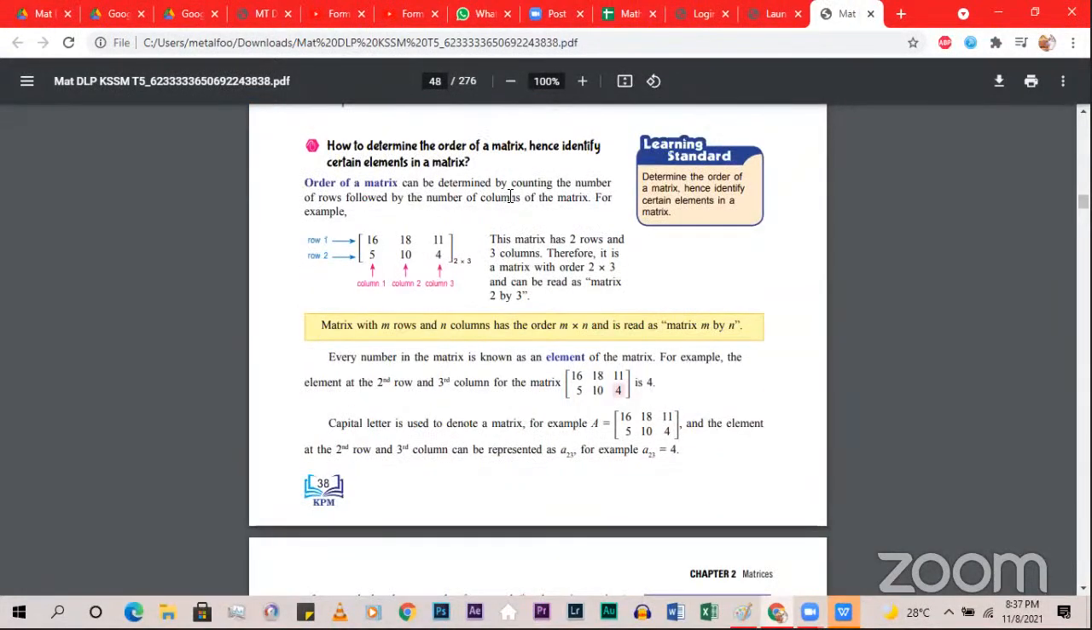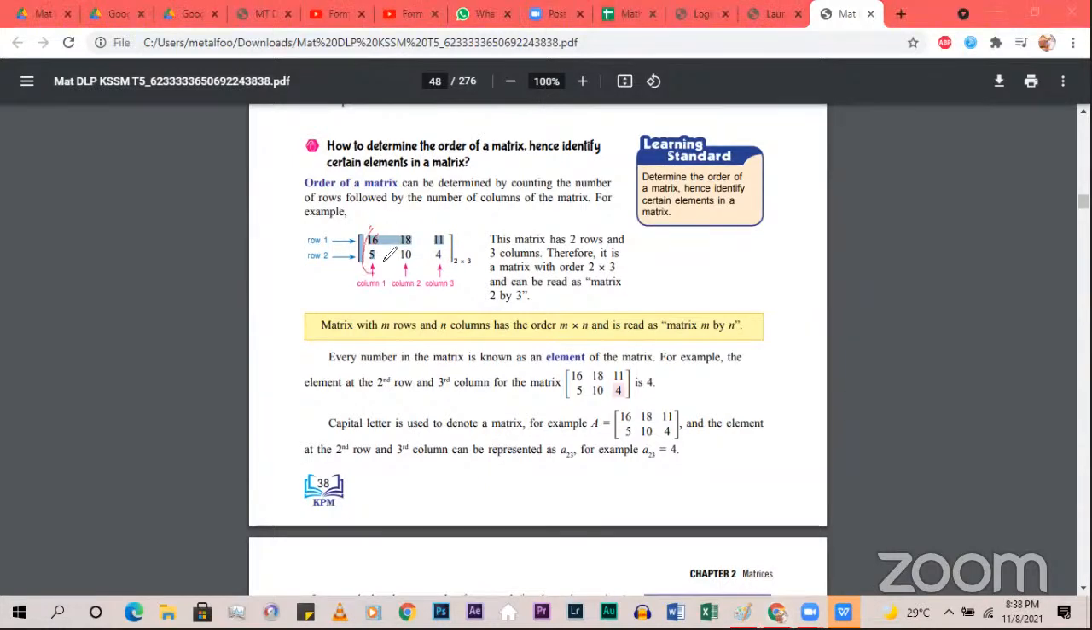The order of a matrix can be determined by counting the number of rows followed by the number of columns of the matrix. For example, how much? One row, two rows, one column, two columns, three columns. Right? So it's a 2 times 3 matrix.